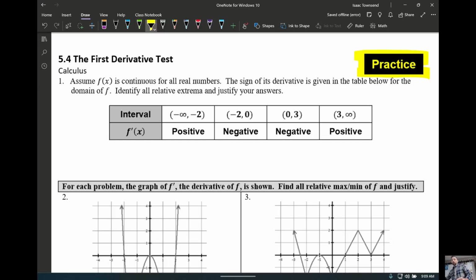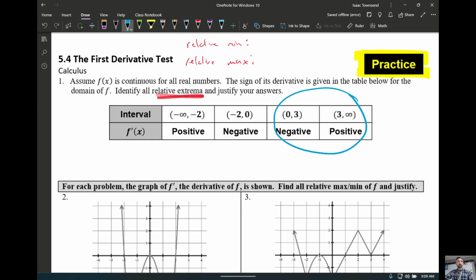Okay, so this was asking you to find the relative extrema. Again, extrema is just a broad term that means maxes and mins. So relative or local min and relative or local max. Did you think there was any relative mins? Yes. Okay, where do you think that happens? What x value? X equals 3. Okay, at x equals 3.